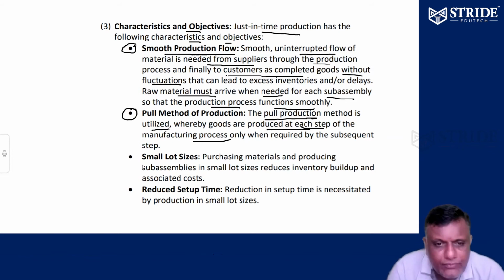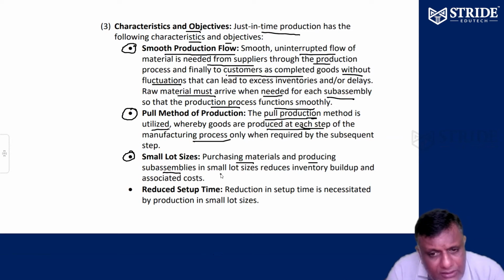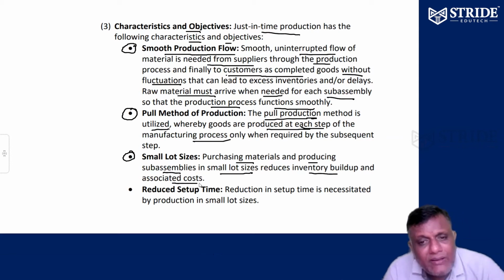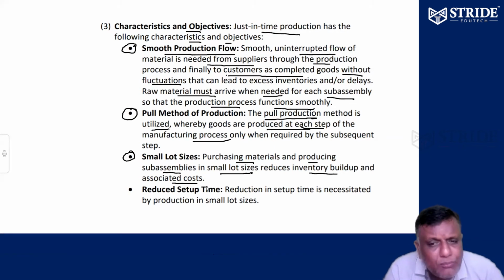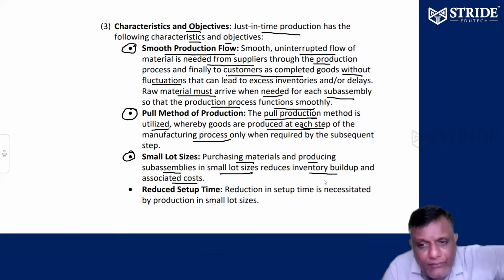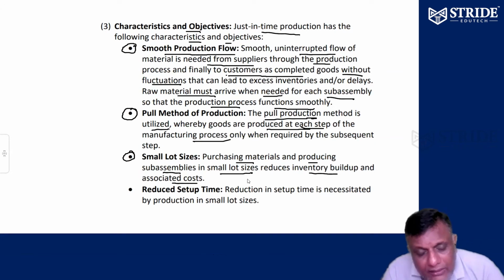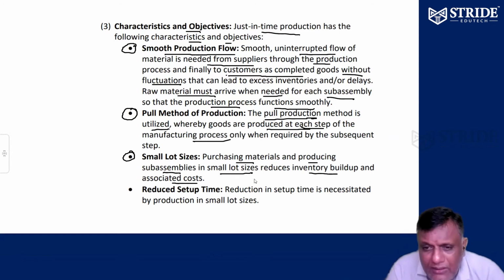Small lot sizes. Purchasing materials and producing sub-assemblies are always in small lot sizes, so inventory buildup and associated costs are eliminated. Don't order too much. Order small quantities. Inventory buildup is reduced or eliminated, and other costs related to it are completely eliminated. Don't unnecessarily invest in inventories. That's the just-in-time concept. Any material or sub-assembly always requires small lot sizes.